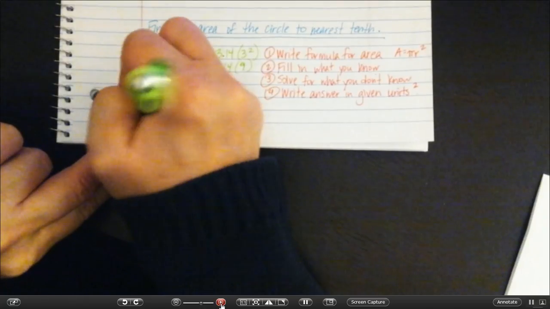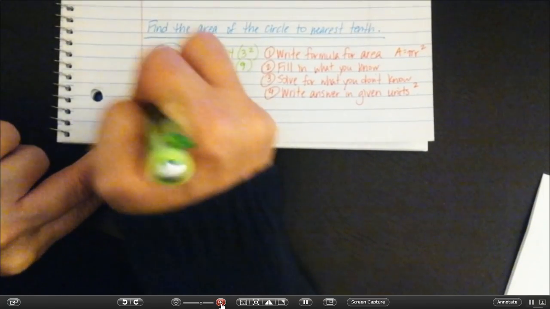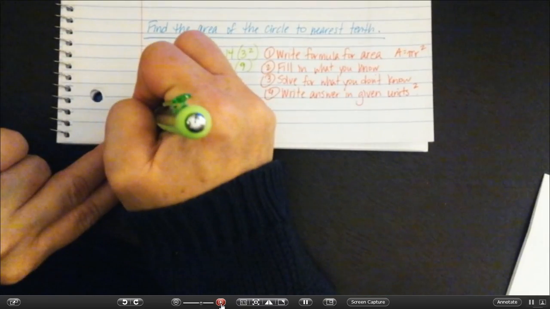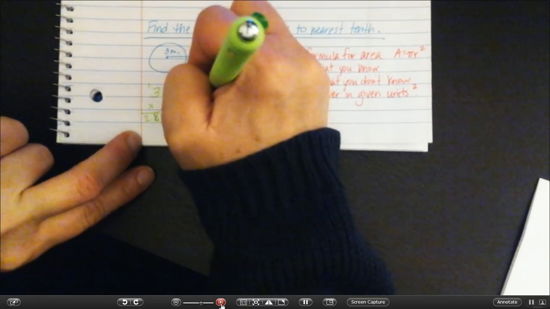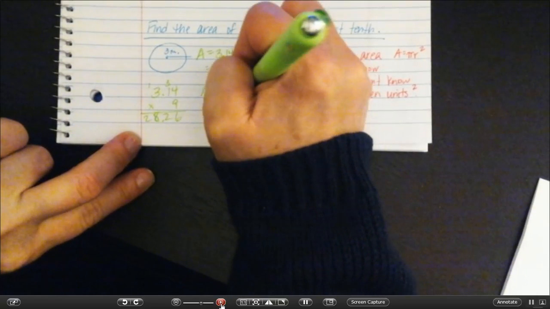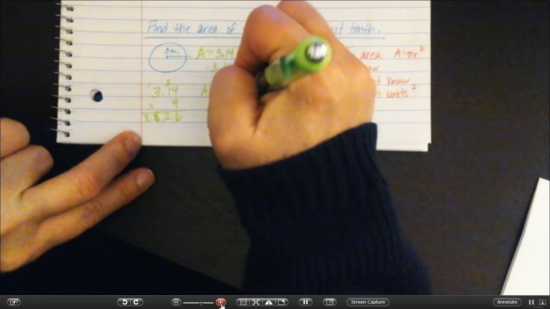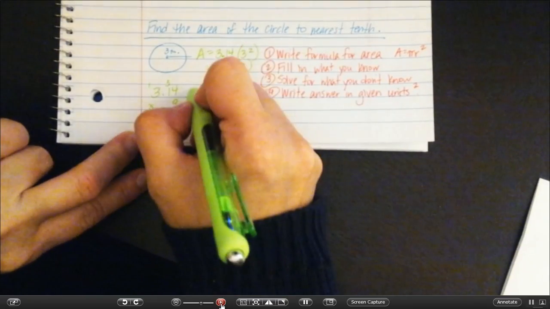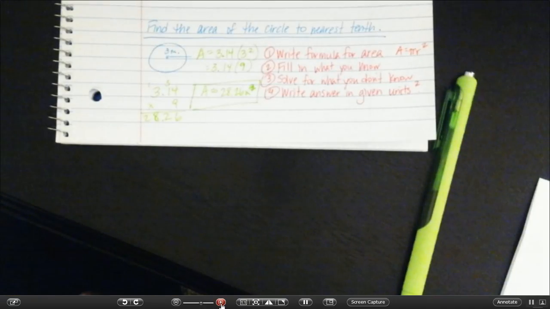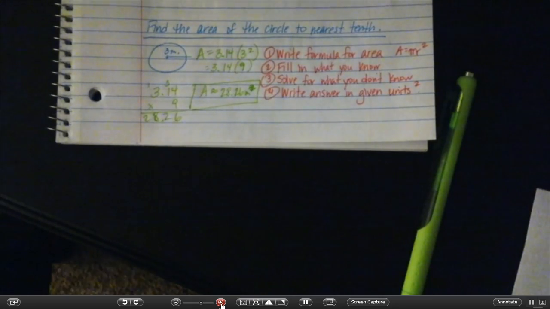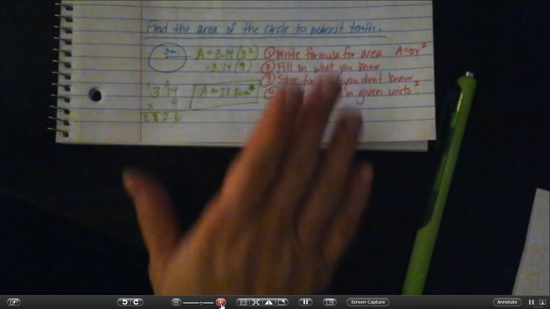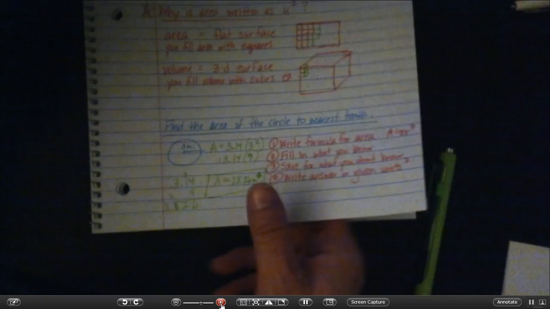3.14 times 9 is 28.26, with 2 decimal places. So the area is about 28.26 meters squared, because the circle is a flat surface. If it was a sphere, then I would have to do it cubed, because that would be 3D. This is 2D, okay? Now, let's try another one.